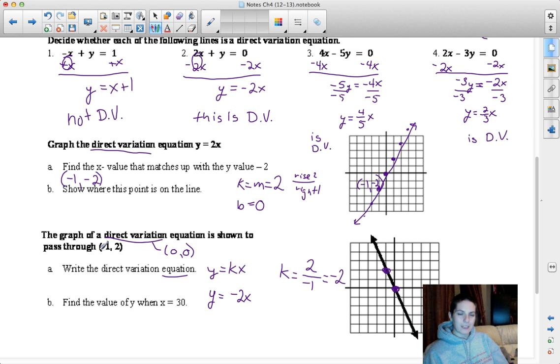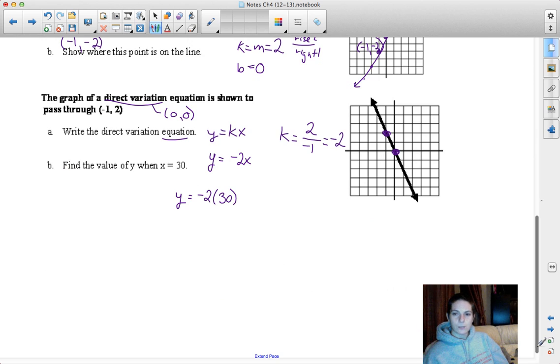Every y value is going to be negative 2 times the x value. Negative 2 times negative 1 is definitely positive 2. My equation works just fine. Now the second part, part B, is to find the value of y when x is 30. So what would y be if I plugged in positive 30 for x? Negative 2 times positive 30 would tell me that that y value is negative 60. Nothing fancy. That's 4.6.